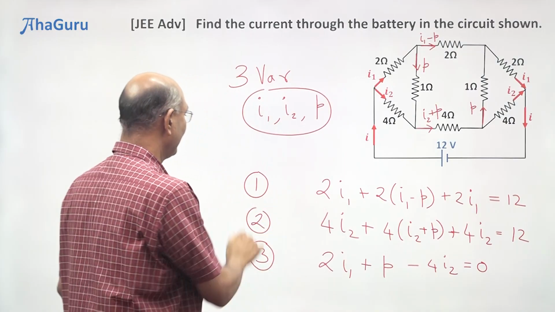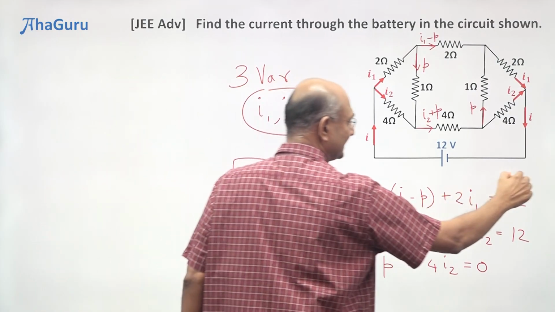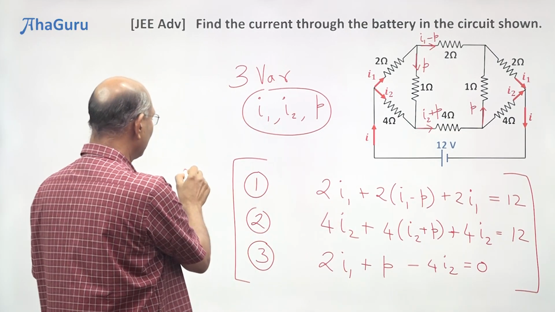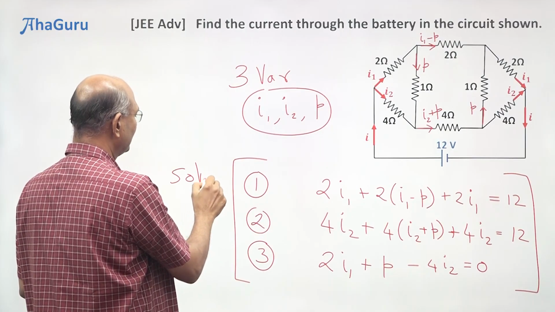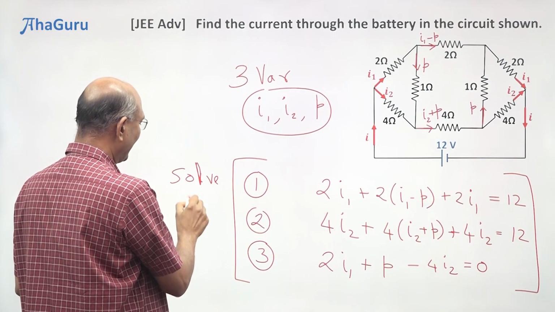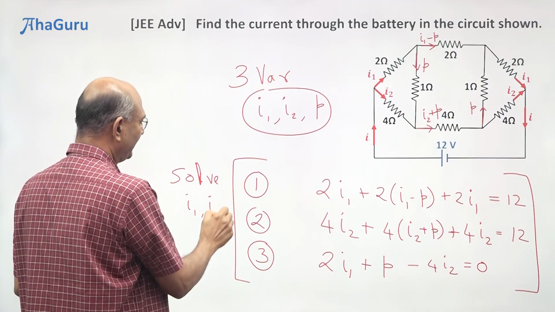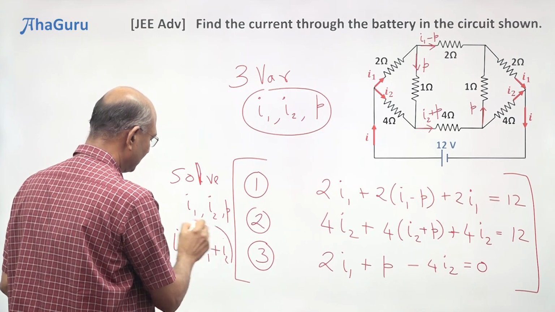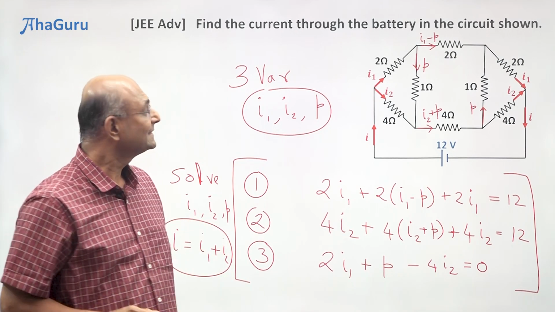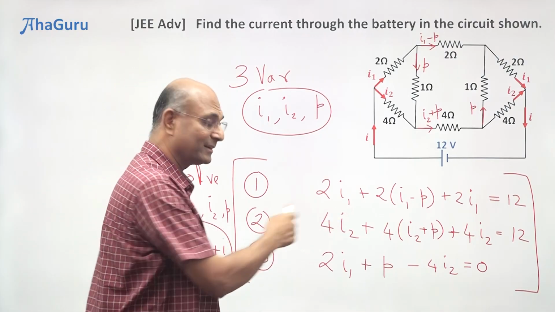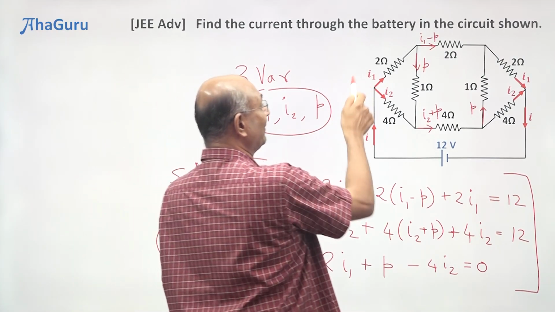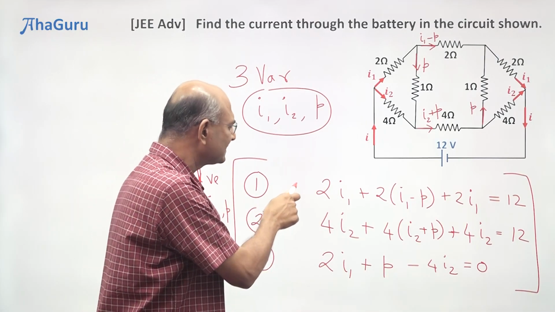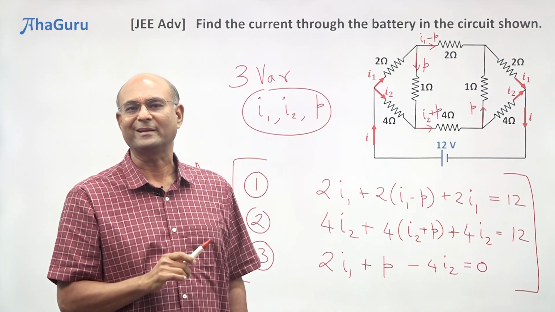I am not solving it. You can see it's really messy. But with 3 equations and 3 variables, you can simplify and solve. So solve this and you will get I1, I2 and P. And the answer is I equal to I1 plus I2. What a pain, no? A lot of work. It is definitely easier than saying I1, I2, I3, I4, which will be lots of variables and really messy. But still, 3 variables and 3 equations is also too difficult.